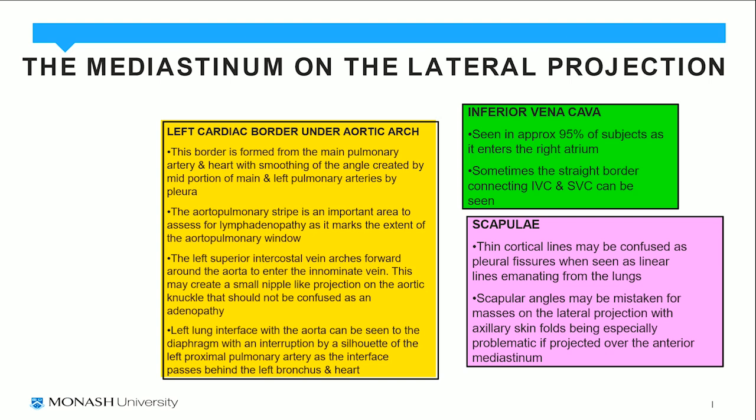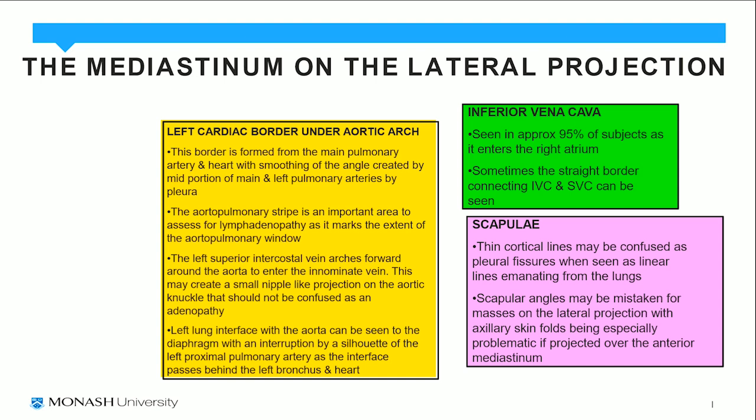I'm still sticking to the mediastinum on the lateral projection. So the left cardiac border under the aortic arch. This border is formed from the main pulmonary artery and heart with smoothing of the angle, and this is created by the mid portion of the main and left pulmonary arteries by the pleura.